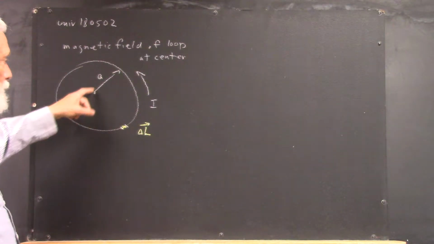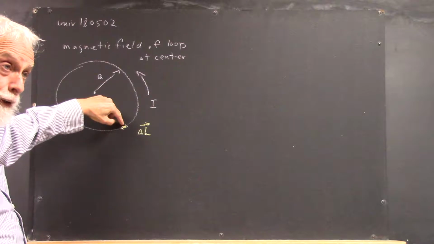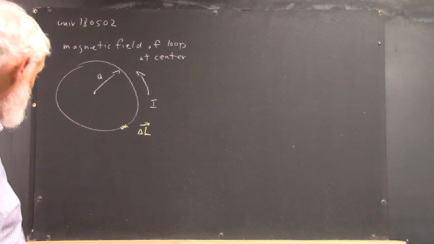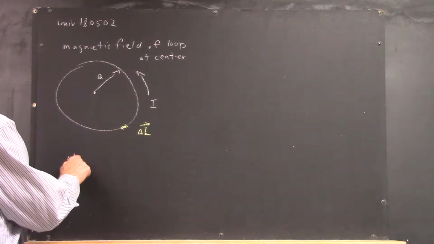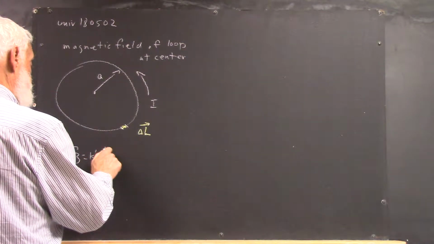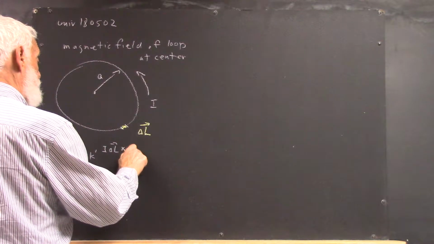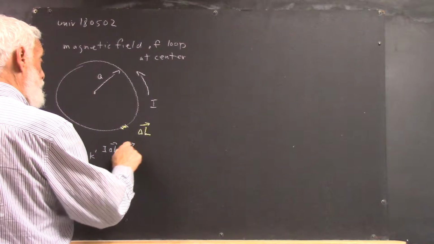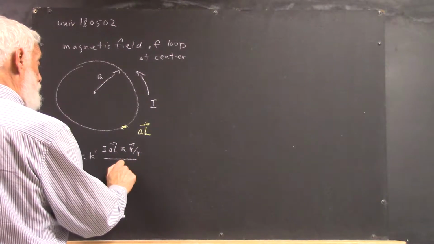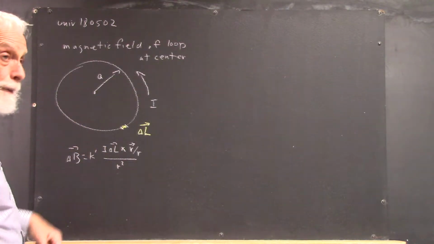Okay, so the circle is going to have radius A, and we've got a segment delta L. There's a little yellow arrow here that you can probably see. It's just a short segment of this loop, right? So the delta B, according to this, is K prime I delta L cross a unit vector R divided by the square of that vector R, where R is what?